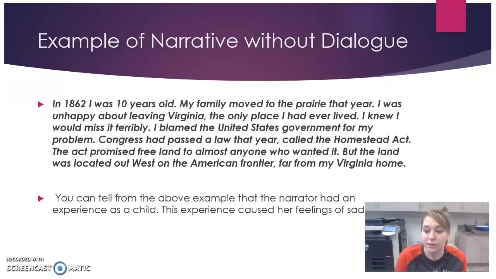So an example of a narrative without dialogue looks like this. In 1862, I was 10 years old. My family moved to the prairie that year. I was unhappy about leaving Virginia, the only place I had ever lived. I knew I would miss it terribly. I blamed the United States government for my problem. Congress had passed a law that year called the Homestead Act. The act promised free land to almost anyone who wanted it, but the land was located out west on the American frontier, far from my Virginia home.